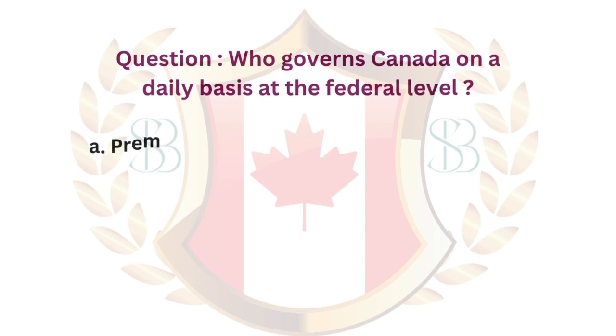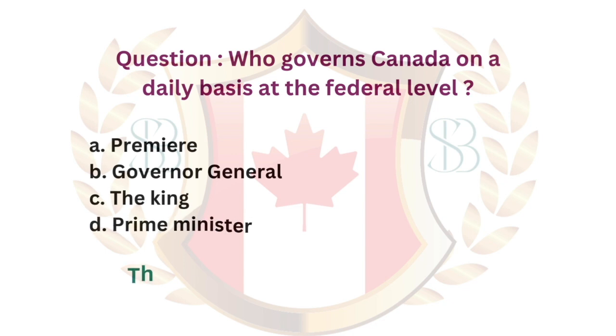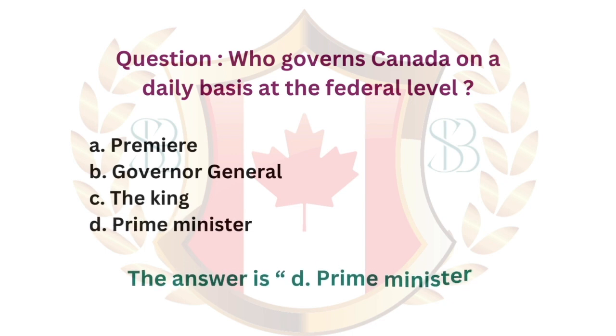Question. Who governs Canada on a daily basis at the federal level? A. Premier. B. Governor General. C. The King. D. Prime Minister. The answer is D. Prime Minister.